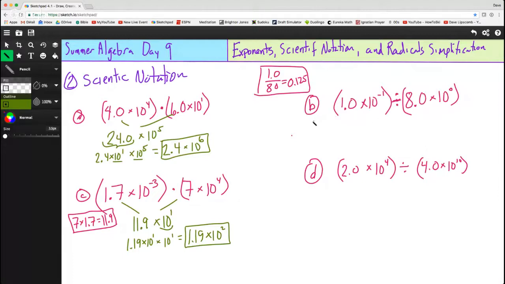Similarly, when we divide, we have to say, well, 1.0 over 8.0 times 10 to the negative 1 over 10 to the 0. Well, 1 divided by 8, as I tell you up here, is 0.125. Negative 1 minus 0 is negative 1, so 10 to the negative 1. Well, our problem is that 0.125 is not in scientific notation because 0.125 is too small. So we need to rewrite it in scientific notation. And I carry this one down, and we get 1.25 times 10 to the negative 2.